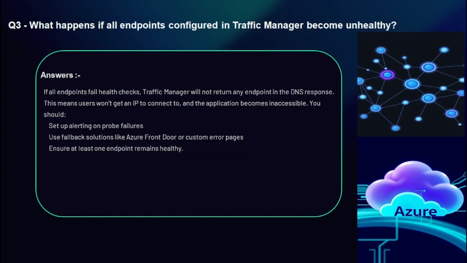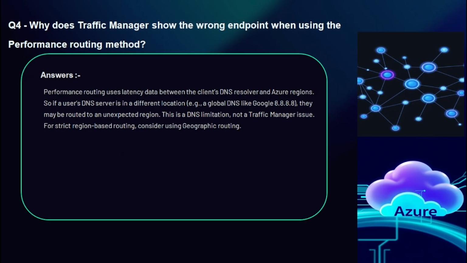Now next question. What happens if all endpoints configured in Traffic Manager become unhealthy? Answer is, if all endpoints are marked unhealthy, Traffic Manager will stop routing traffic, and users may experience DNS resolution failures. To avoid this, configure fallback options such as Azure Front Door or additional DNS records pointing to a backup service.